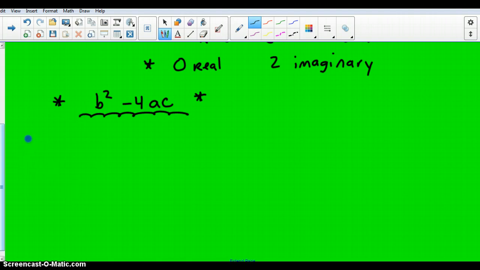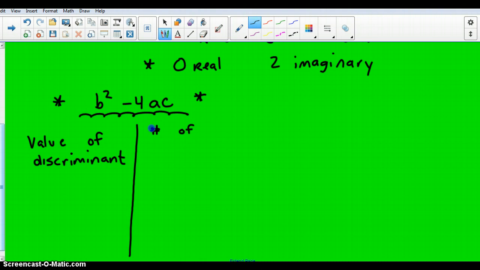Let's just look. I'll give you the table. The value of the discriminant. The number of real solutions, or number of solutions. And the x-intercepts.